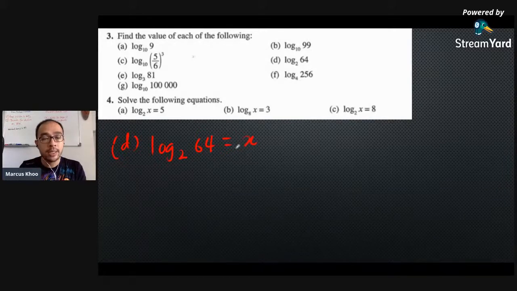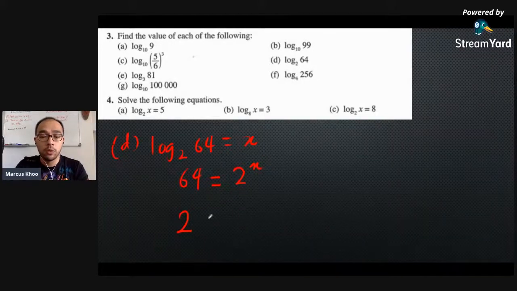Let's convert this into index form. So we will get 64 equals 2 to the power of x. Then you try powers of 2 until you get 64. 2 squared is 4. 2 to the power of 3 is 8. 2 to the power of 4 is 16. 2 to the power of 5 is 32. So 2 to the power of 6 is 64. So 64 equals 2 to the power of 6. Can I find the value of x? I can. x equals 6.